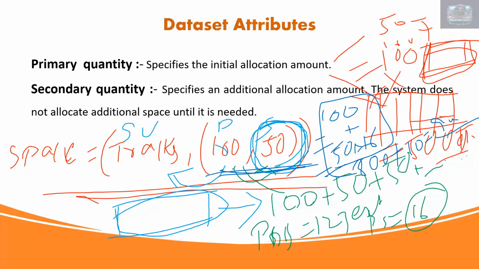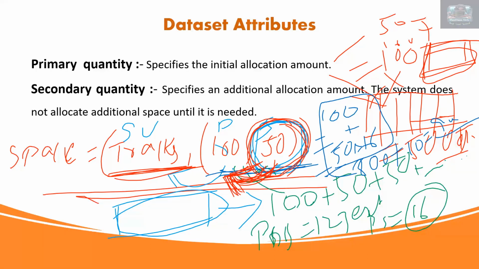It depends on how many maximum extents a data set can reach. That many times the secondary extent will give you the space. If it is 16, it will give you 16 times. If it is 123, it will give you 123 times. If it is 255, it will give you 255 times. So that many times the secondary space can be given in this space unit. If you say you need it in tracks, it will give you 50 tracks. If you say cylinders, it will give you 50 cylinders.